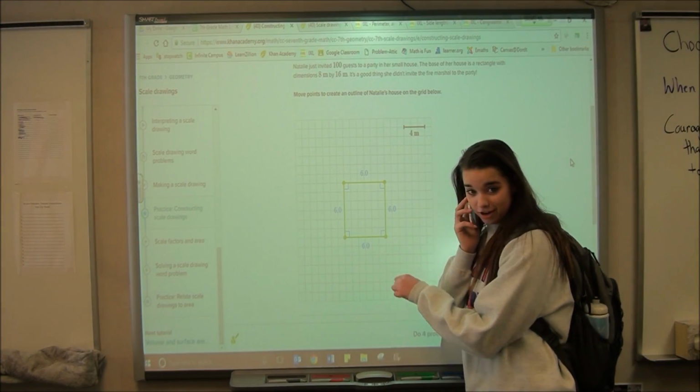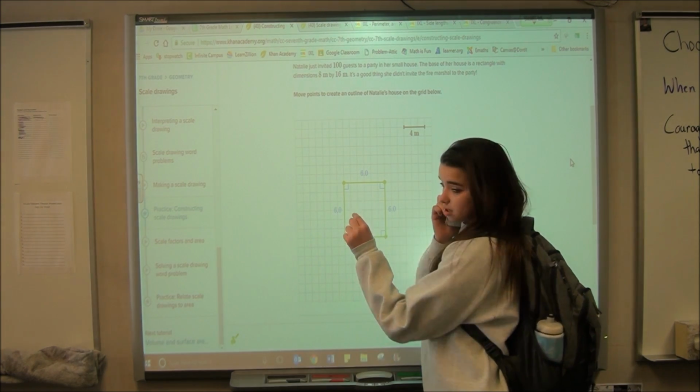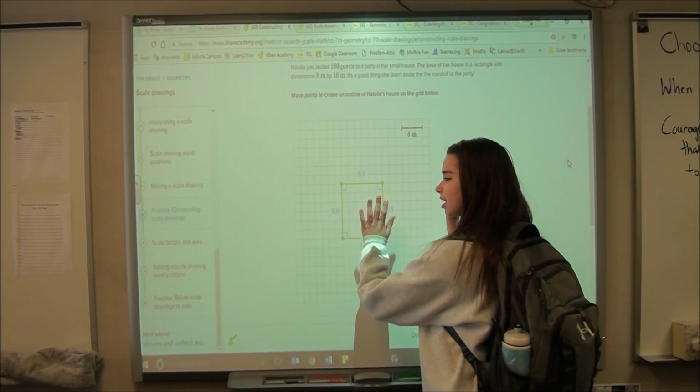You have to find the area of the square. I want 6 times 6, and it's 36, so that is the area of the square.